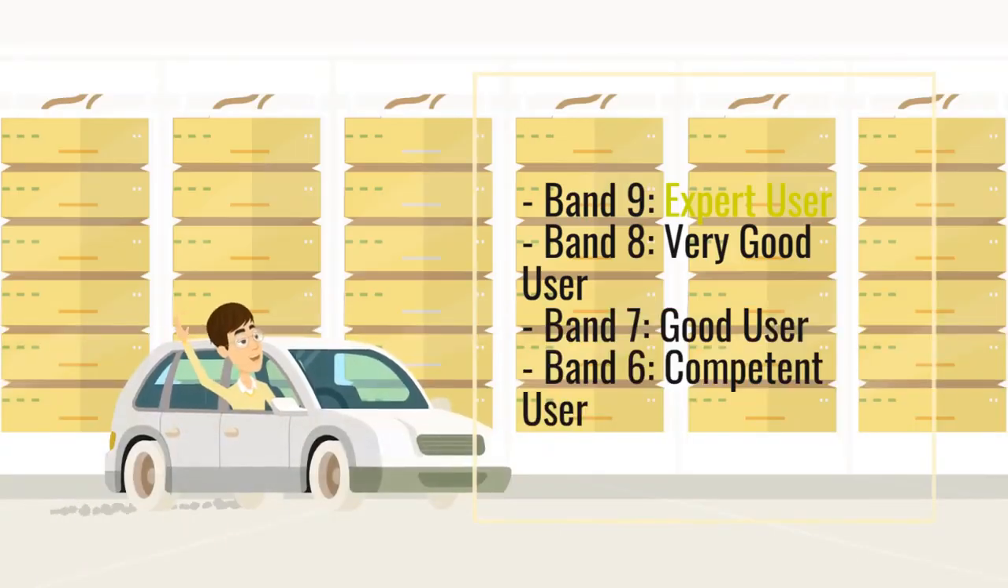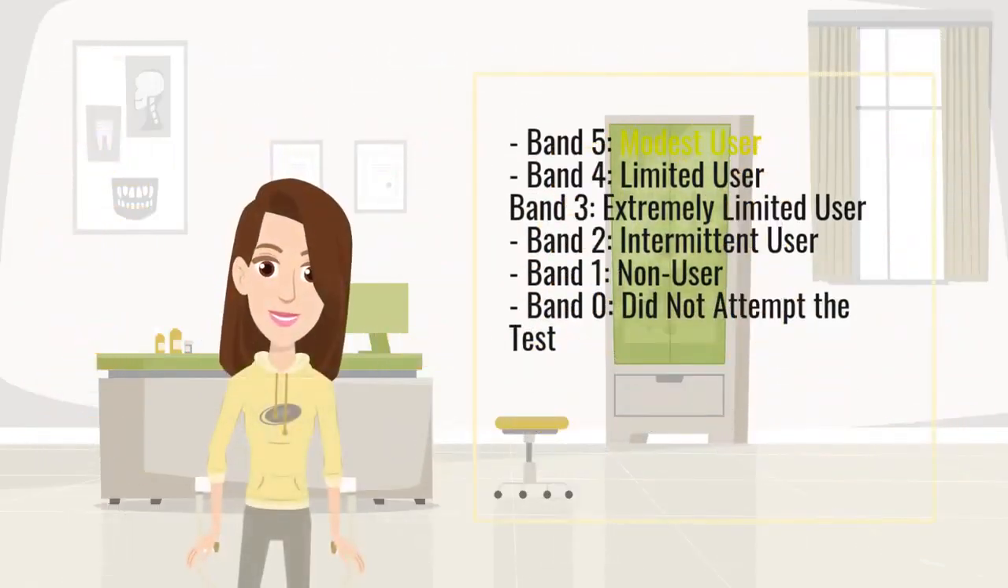Band 9, Expert User. Band 8, Very Good User. Band 7, Good User. Band 6, Competent User. Band 5, Modest User. Band 4, Limited User. Band 3, Extremely Limited User. Band 2, Intermittent User. Band 1, Non-User. Band 0, Did not attempt the test.